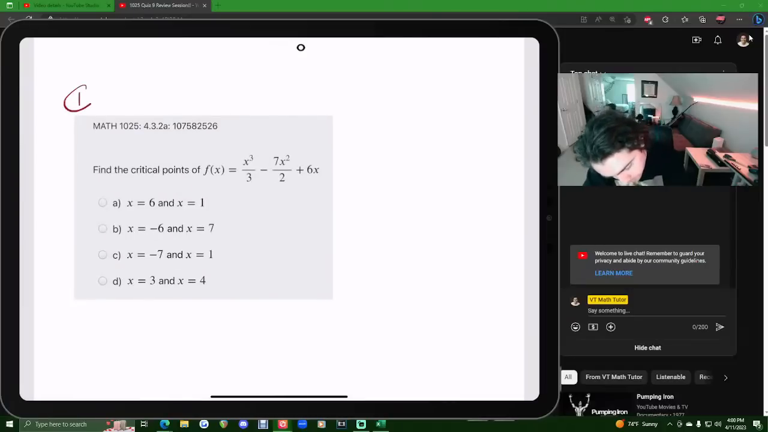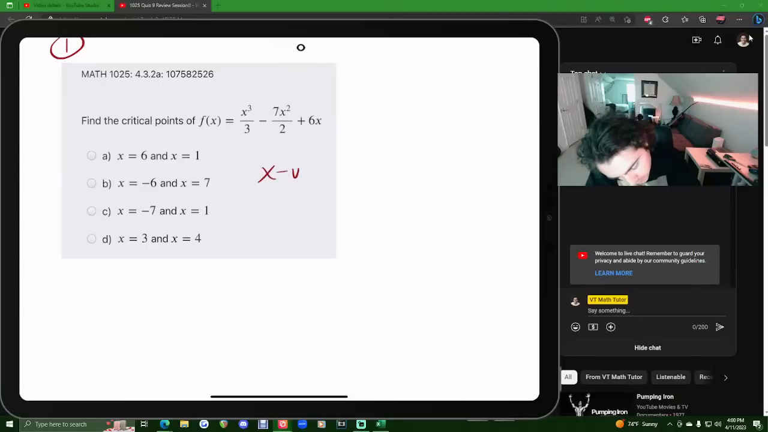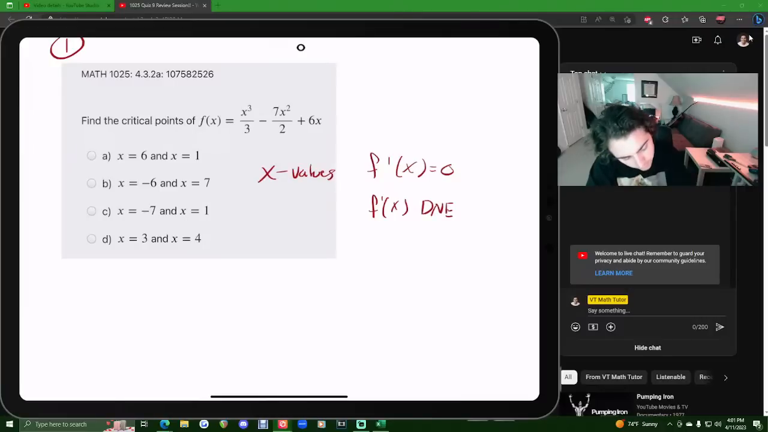Number one, find the critical points of this function. To find the critical points means to find the x values for which f prime of x is equal to 0. And then in other situations that you don't have to worry about, it's also the x values for which f prime of x does not exist. But we will just think about it as where f prime is equal to 0.